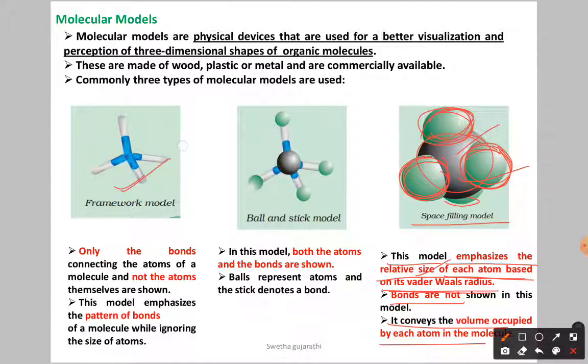So from the framework model you can come to know only the bonds. From the space filling model you can come to know the volume. Here, in the ball and stick model, you can come to know both the atoms and bonds.